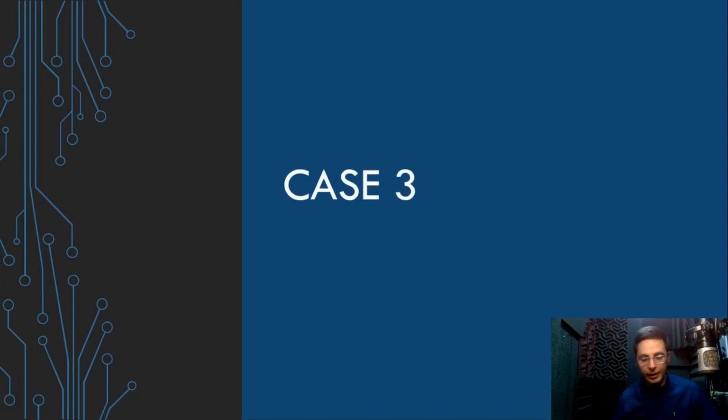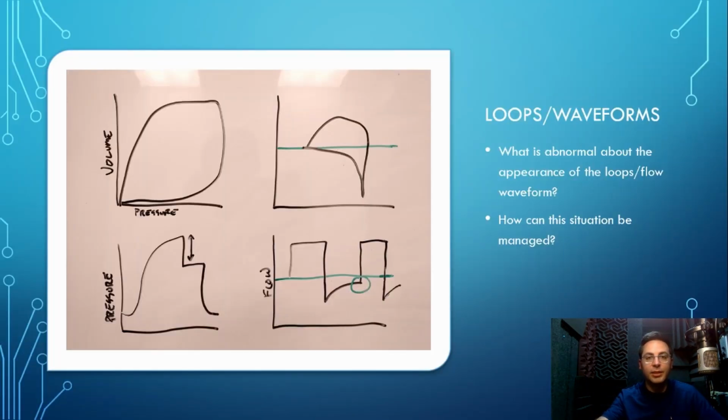So case number 3, and let's assume that this is a patient you know nothing about. You've been called to the ICU unexpectedly to cover for a therapist who's out of commission, and you have no idea anything about this patient, but you go to assess them, and you see loops and waveforms that look like this. Okay, let's take a look at what might be abnormal about this.